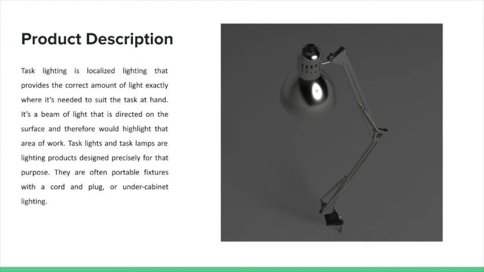The product that we have chosen is a task lamp, also known as desk lamp. Task lighting is localized lighting that provides the correct amount of light exactly where it's needed to suit the task in hand. It's a beam of light that is directed on the surface and therefore would highlight that area of work. Task lights and task lamps are lighting products designed precisely for that purpose. They're often portable fixtures with a cord and plug or under cabinet lighting. The image on the right is the CAD for the product we would be further analyzing and redesigning as part of our project.